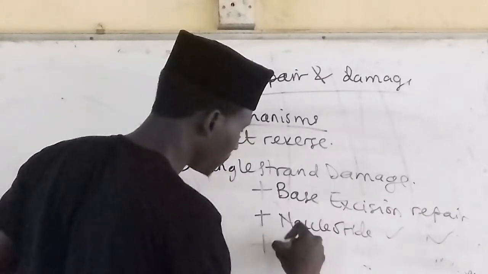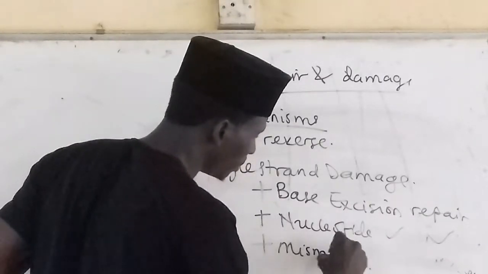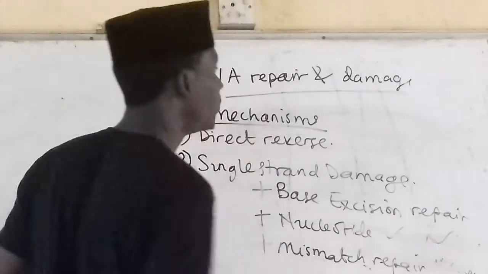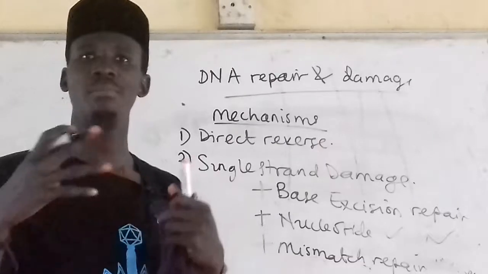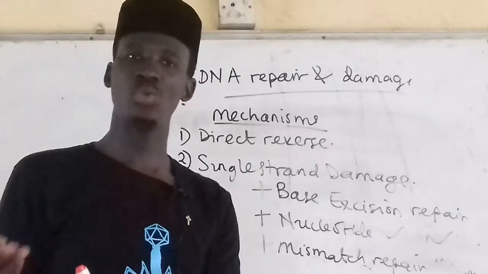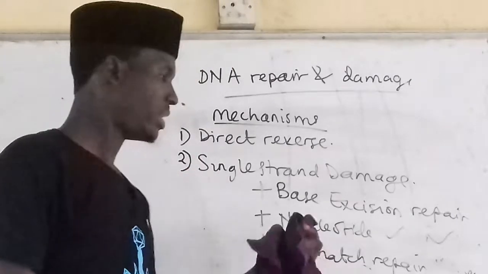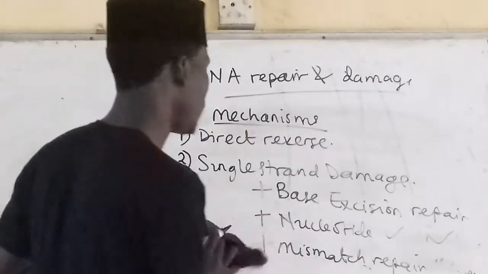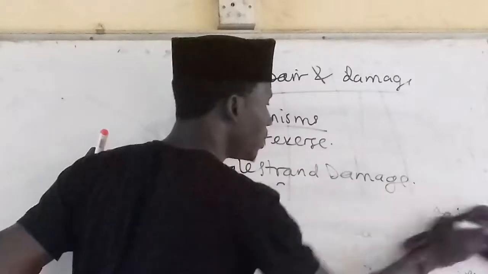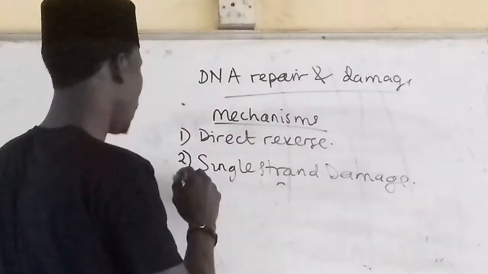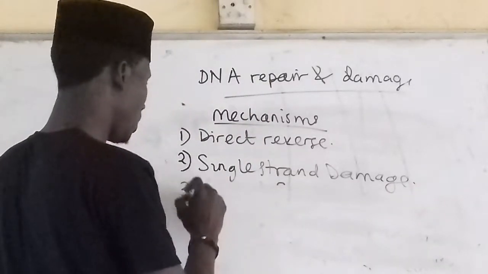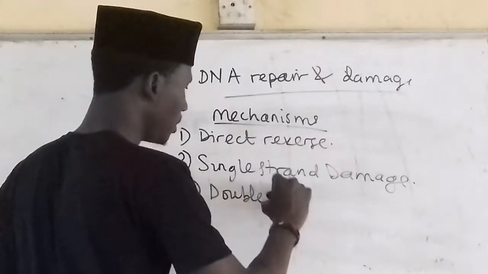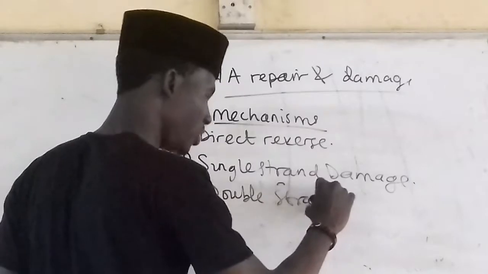Then the next one is mismatch repair. Maybe during the process of DNA replication, mistakenly the wrong base was added. So there is a mechanism to repair that. I'm going to explain these things later on. All right, let's go to the last one. The last one is the double strand damages.